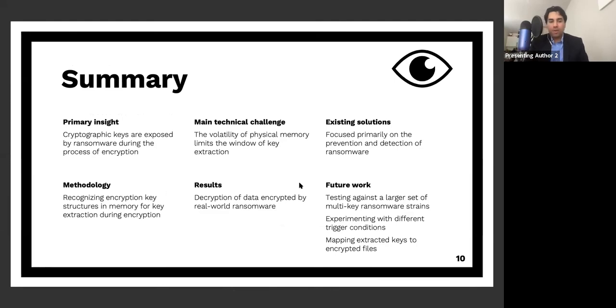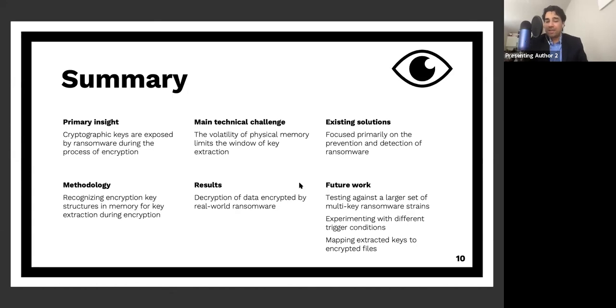The primary insight, in summary, of our work is that cryptographic keys are exposed by ransomware during the process of encryption. This is true for all ransomware, and it doesn't matter what API they're using, since the signs of the key schedule that we're looking for will be present in memory, no matter what API or language is used. Unless a ransomware is using white-box cryptography, they're definitely exposing keys in memory. So that's the primary insight.